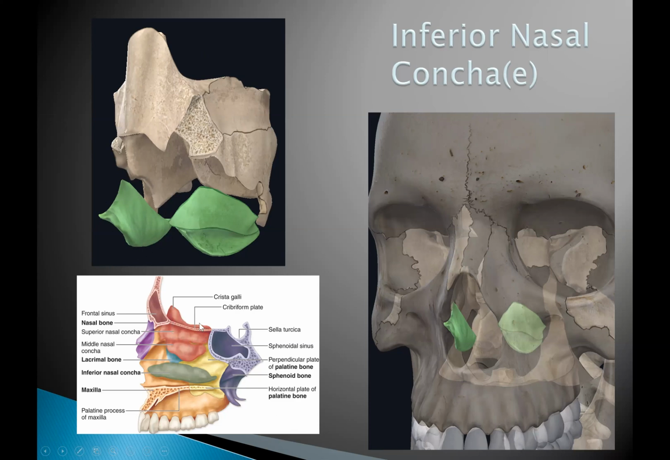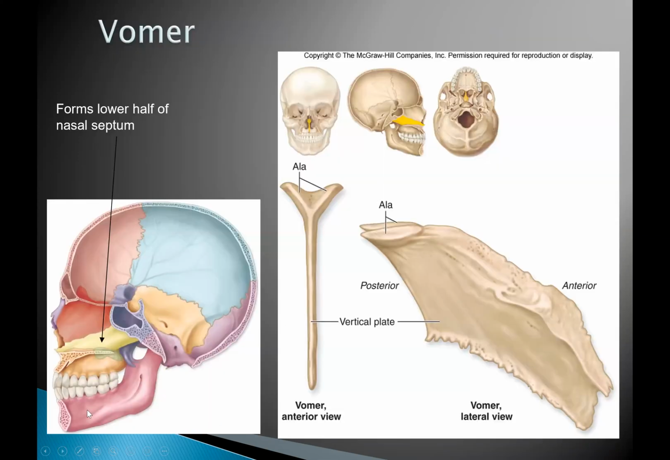Here's the ethmoid again in red: crista galli, cribriform plate, superior nasal concha, middle nasal concha, and then right below it, inferior in green. So it's not really attached to the ethmoid. They're just similar structures. That's why they have similar names. And then it goes down to the roof of your mouth. So on either side of your nostrils, inferior nasal concha.